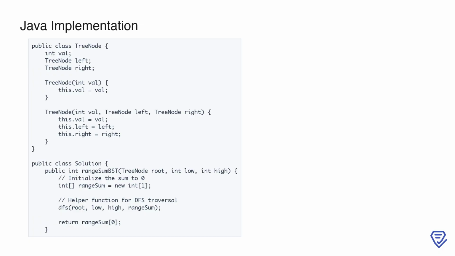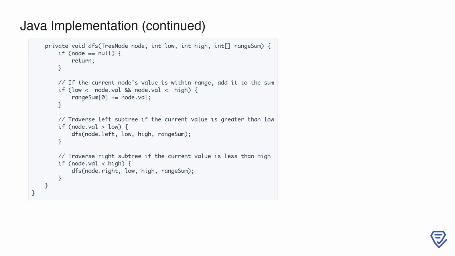This method takes three parameters, the root of the binary search tree, and two integers low and high representing the range. Inside this method, we declare an integer array, range_sum, to store the cumulative sum as we traverse the tree. We use an array here to allow updates to the sum across recursive calls. Finally, we use a helper function, DFS, to perform a depth-first traversal of the tree. After the traversal completes, we return the accumulated sum stored in range_sum[0].